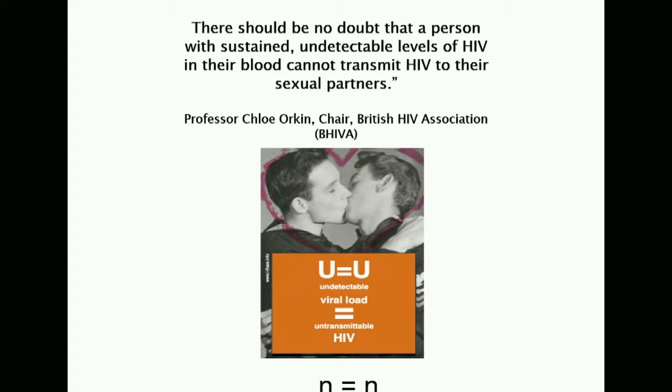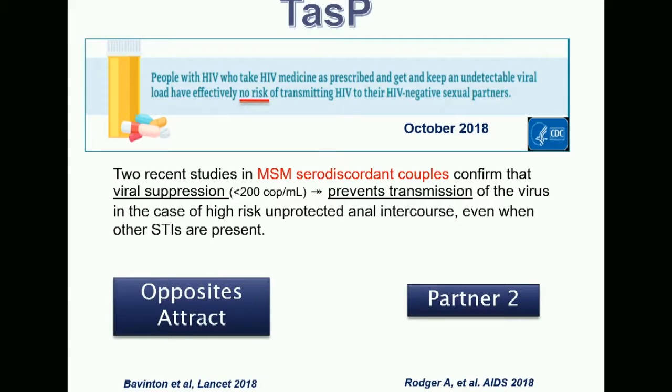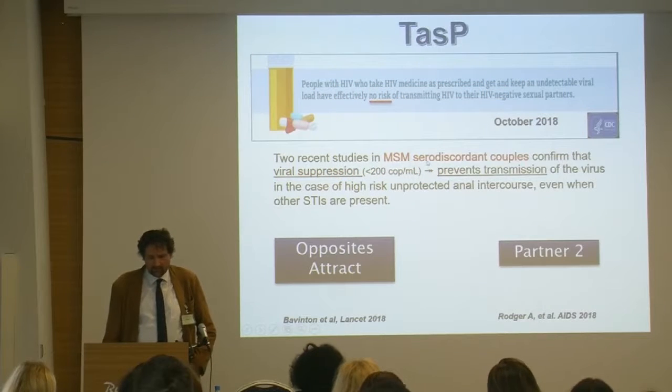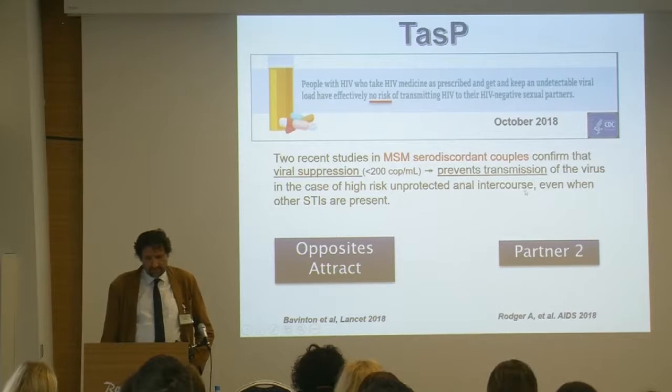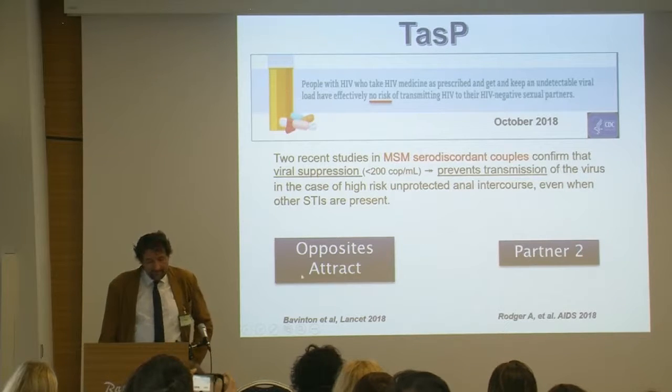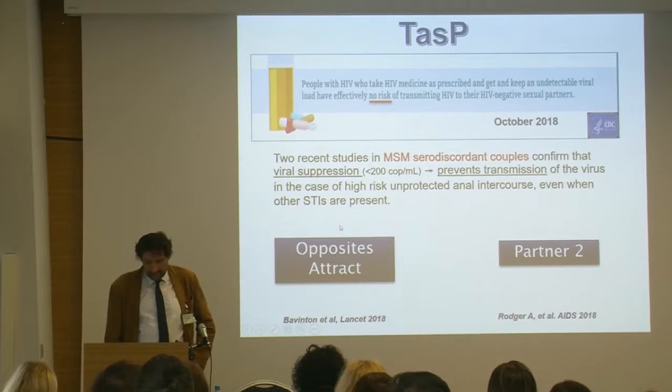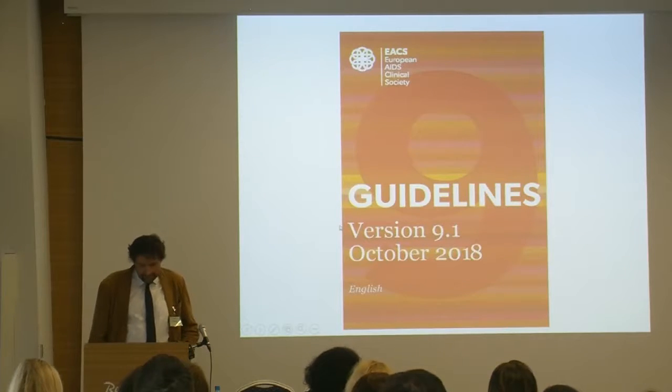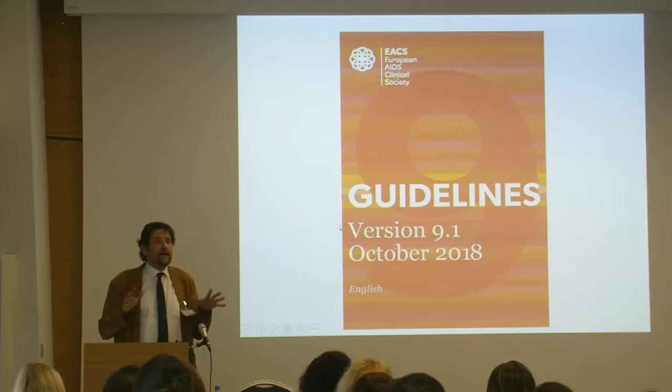So we have really powerful data, and this powerful data come out of Australian study and also Western countries. These two recent studies in MSM serodiscordant couples confirm that viral suppression prevents transmission of the virus in case of high risk, unprotected anal intercourse, even when other STIs are present. So very important data. Now we'll go to guidelines.